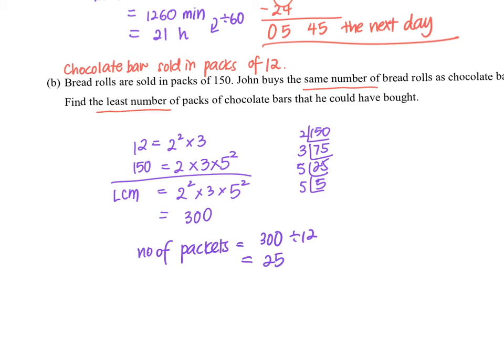Answer, 25. Actually, you just need to find the number to be multiplied to 12 such that it's a multiple of 150. You check, 2 is inside already, 3 is inside already. I only need 5 squared. So I don't even need to do so much working. Just one step can get the answer. Okay, but it's just concept.